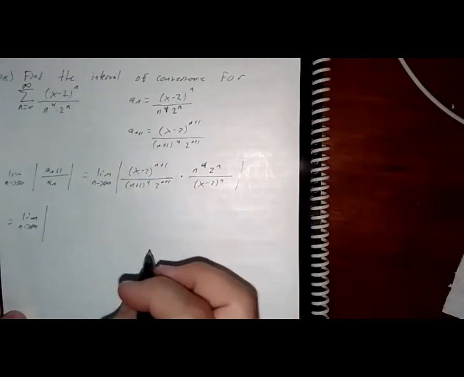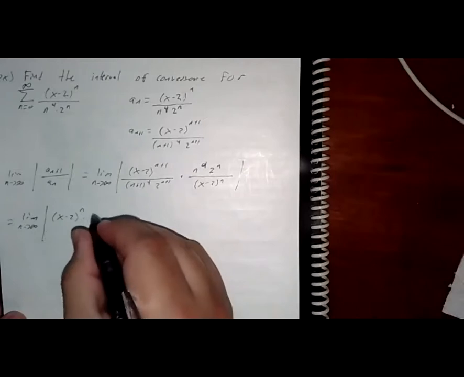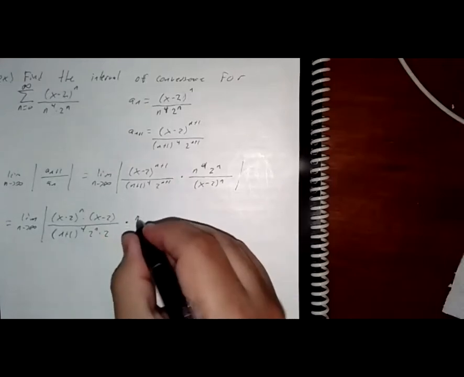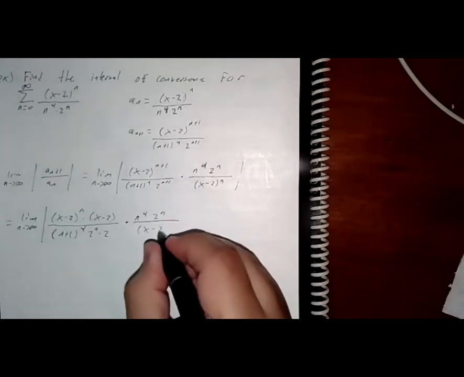So let's break stuff up. That'd be (x minus 2) to the n times (x minus 2) over (n plus 1) to the fourth times 2 to the n times 2, just breaking it up a little further for you guys. Times n to the fourth times 2 to the n over (x minus 2) to the n. So these will cancel. This will cancel.